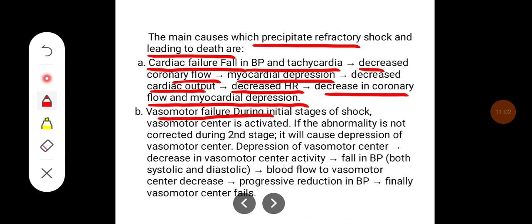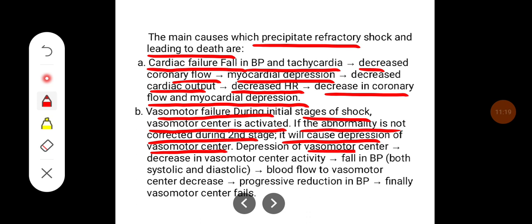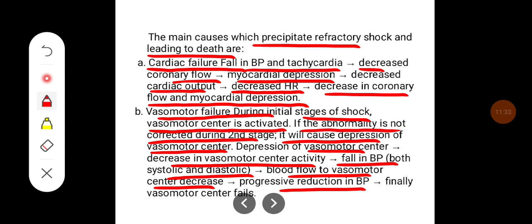Vasomotor failure during the initial stages of shock. The vasomotor center is activated during the initial stage. If the abnormality is not corrected during the second stage, it will cause depression of the vasomotor center. Depression of the vasomotor center leads to decrease in vasomotor center activity. There will be a fall in both systolic as well as diastolic pressure, and the blood flow to the vasomotor center further decreases. That causes progressive reduction in the blood pressure. Finally, the vasomotor center fails.